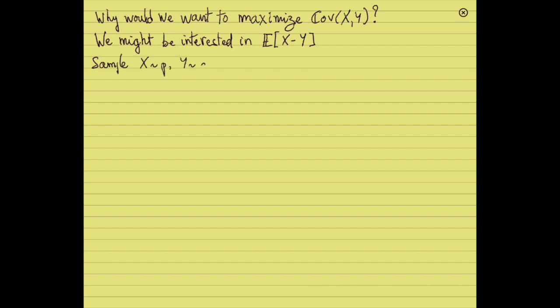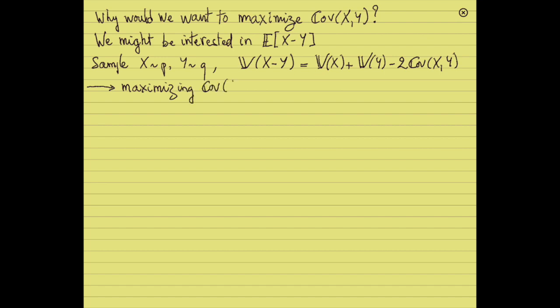So we might assume that we can sample x from P and y from Q, perhaps many times, and average the difference. And then we'll be interested in the variance of the difference, which is the sum of the variances minus twice the covariance between x and y. And so if we want to minimize that variance, then we want to maximize the covariance between x and y. So we'll be able to estimate the difference in expectation between those two variables with more precision if we're able to induce positive correlations between x and y.